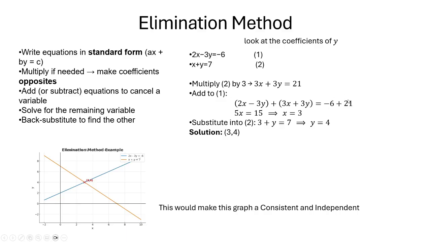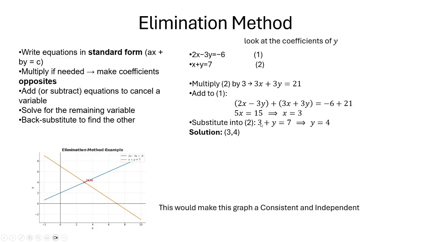Now we just add everything up. We add all this, or technically subtract. We do negative 3y plus 3y, which is 0. 2x plus 3x equals 5x. So now we have 5x equals 15. Now we have to get this x by itself. We divide by 5 on both sides, and that will come out to be x equals 3. And now we substitute into 2.